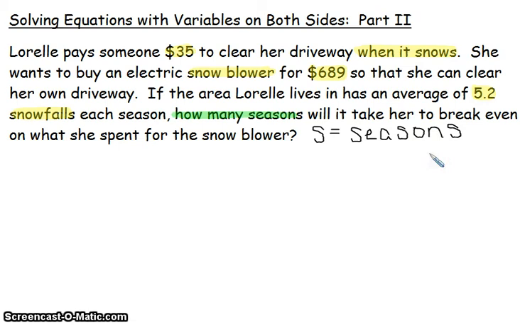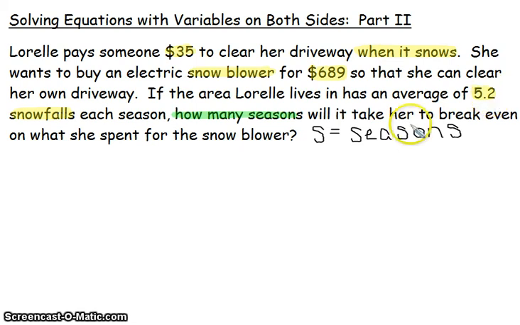So now let's go back up and let's think. How many seasons or how many snowfalls do we have each season? Okay, one season we have 5.2. 2 seasons I would have 5.2 times 2. Okay, and then 3 seasons, 4 seasons, I would add 5.2 every single time.